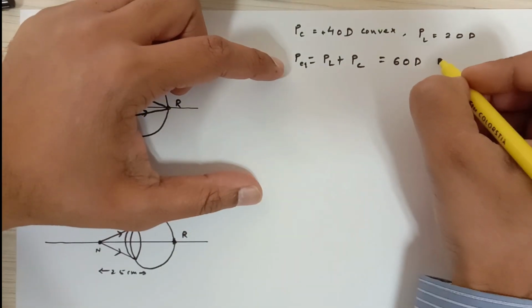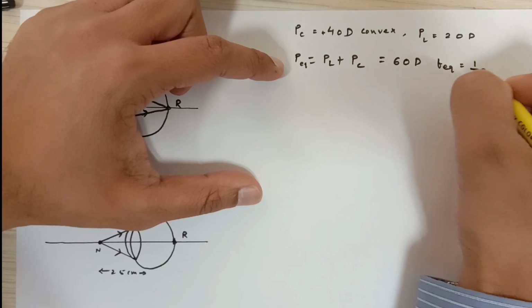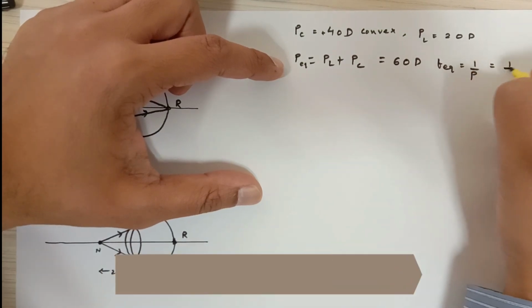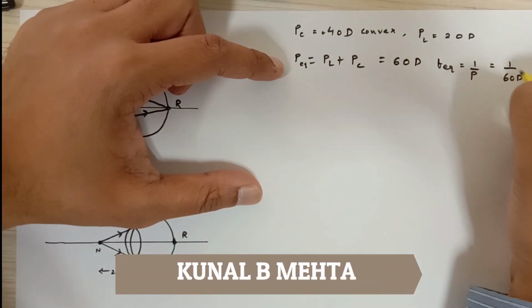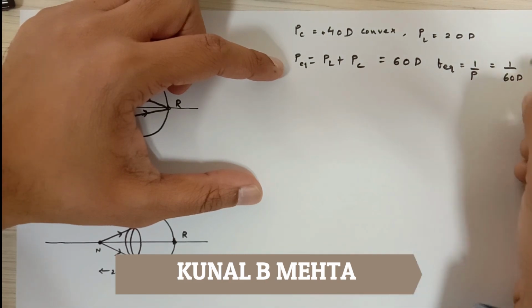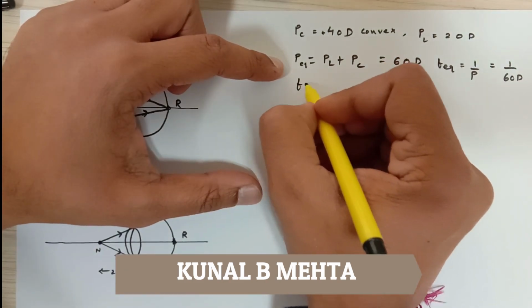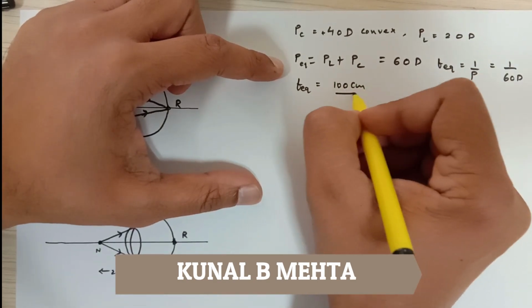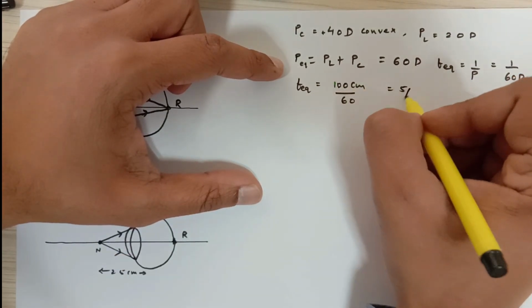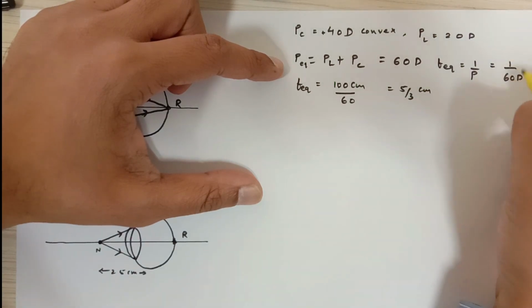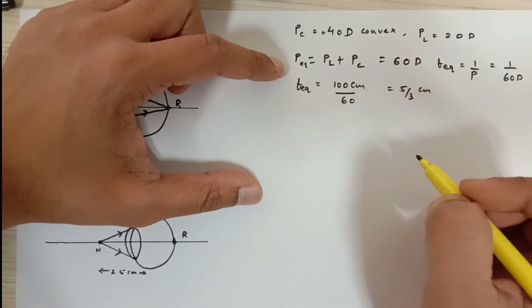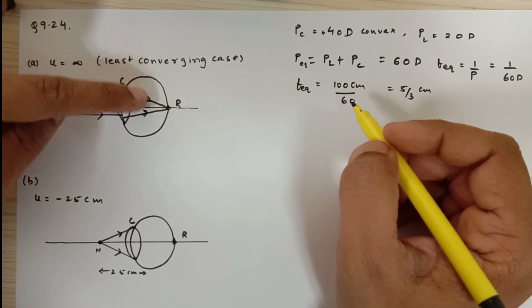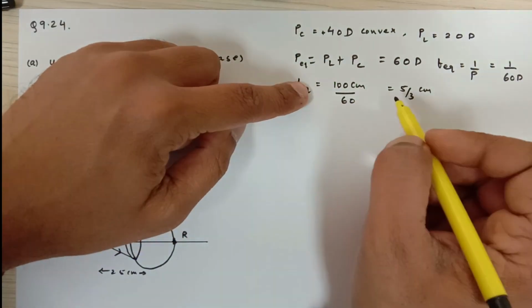If I find the equivalent focal length, that is 1 upon power, that is 1 upon 60 diopter, and I know 1 upon diopter is meter. So F equivalent is equal to 100 centimeter upon 60, which is 5 by 3 centimeters. 1 upon diopter is meter and 1 meter is 100 centimeter. Now in this case the equivalent focal length is 5 by 3 centimeters.